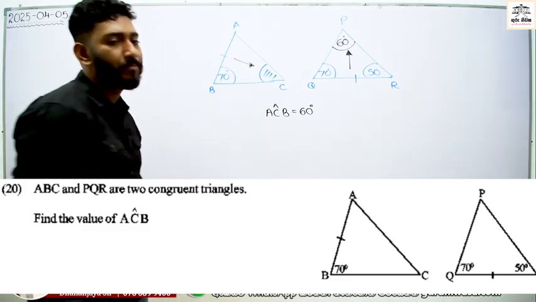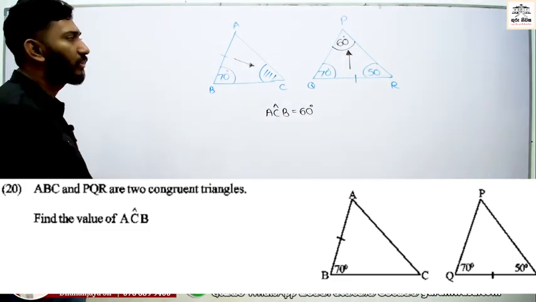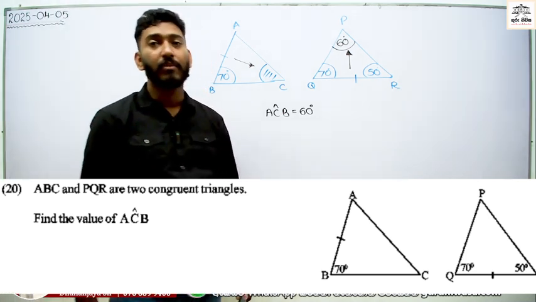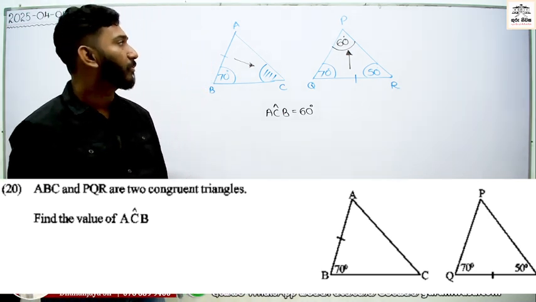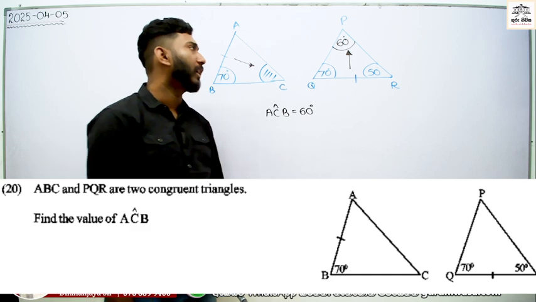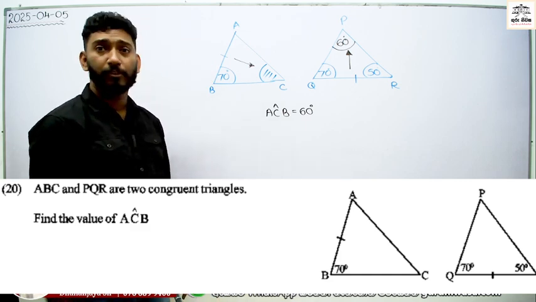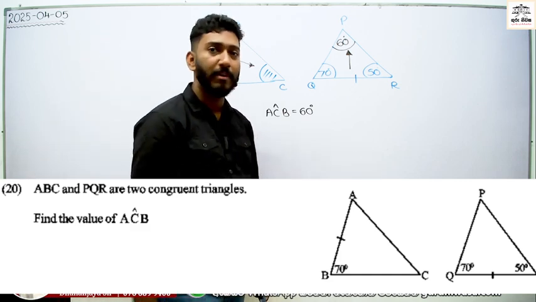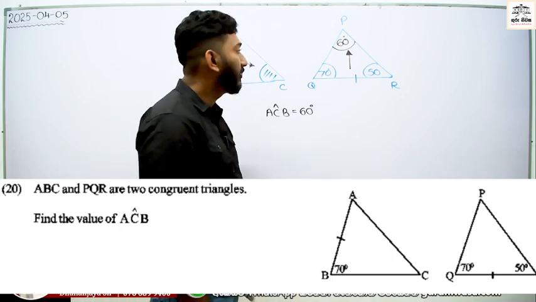What is the reason? Corresponding elements equal corresponding elements. That reason is congruent triangles. In congruent triangles we know corresponding angles are equal. Corresponding elements are equal in congruent triangles.